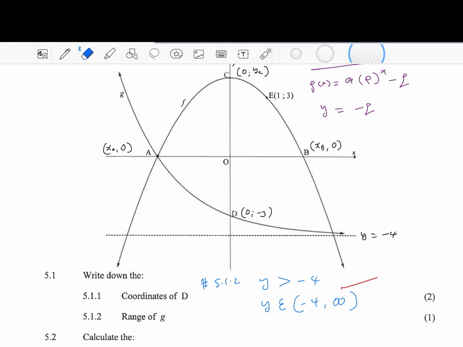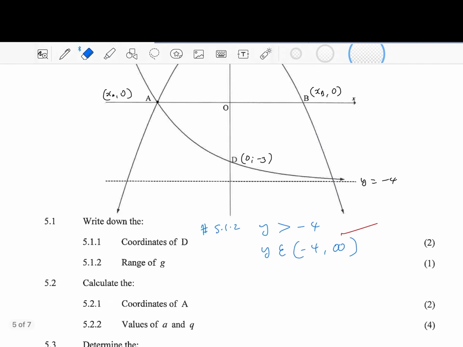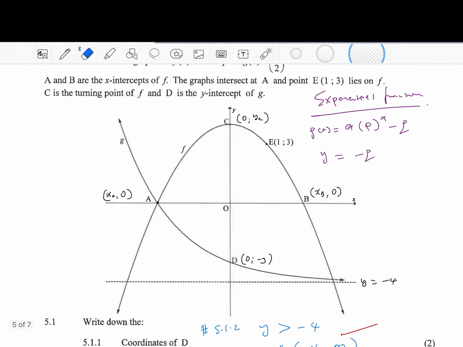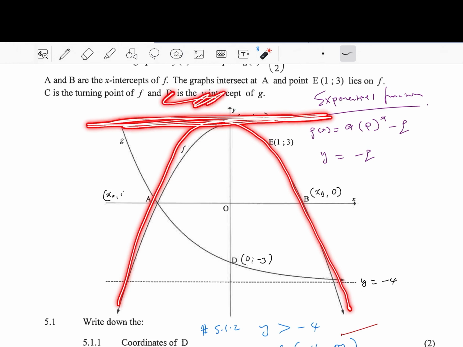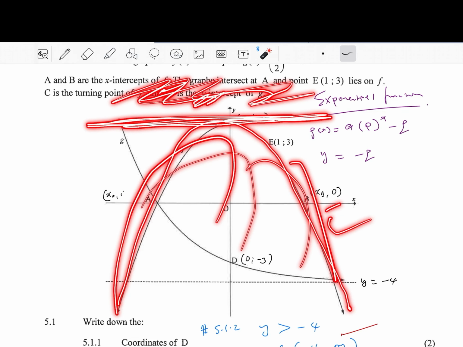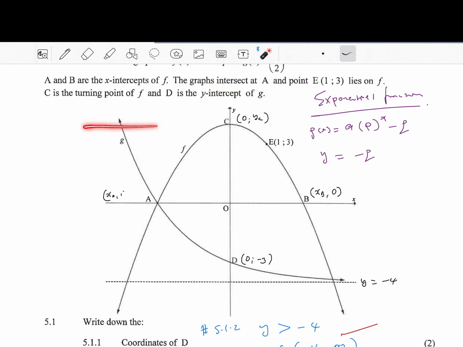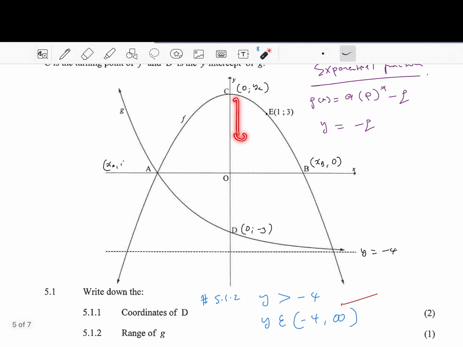Just for curiosity's sake, I don't think we have that question here. What is the range of f? You see that f has a turning point, that's why I call it a turning point. It cannot go beyond the turning point. It can exist below the turning point, but it cannot exist above the turning point. So the range of this is always going to be from the turning point, so it touches the turning point and it goes down. So that's the range.